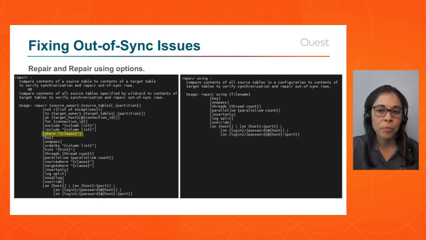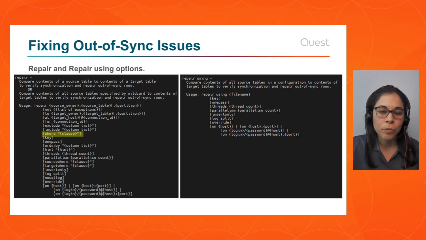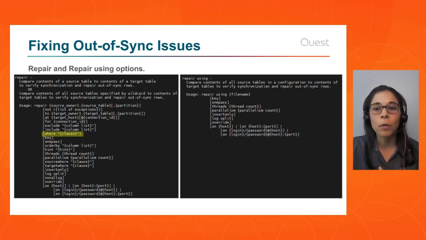As with compare, repair has the using option, as you can see here on the right, with all the options that are allowed. The repair using option allows you to run this utility for all the tables in replication, or a list of tables that you put in a file, and that way it is faster and allows you to repair more tables if needed. Once again, review the SharePlex reference guide. You will see every specific option and how to use it, with some examples there.